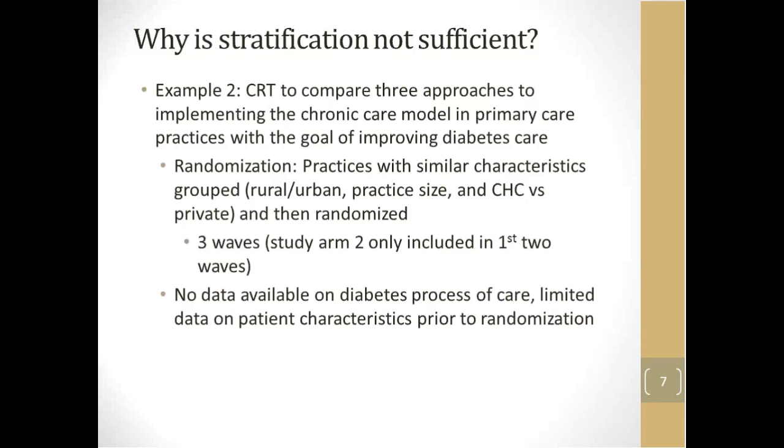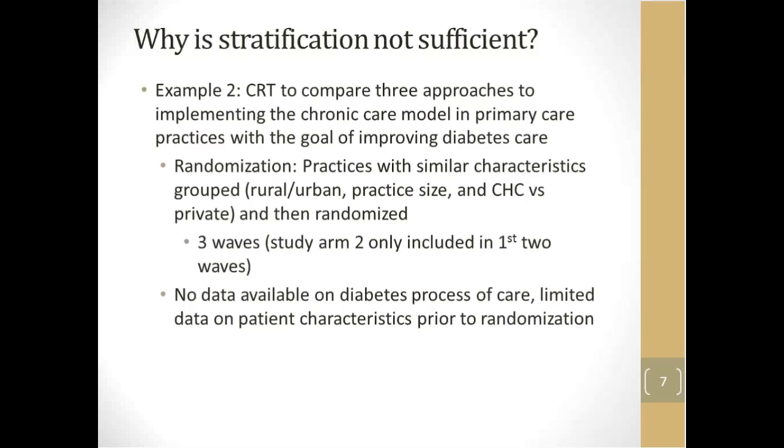This occurred in 3 ways. One study arm only was included in 2 ways for funding reasons. And once again, at the time this study was initiated, there were no data on diabetes process of care, which was the primary outcome, and limited data on patient characteristics. So stratification was the best that we could do at that time.